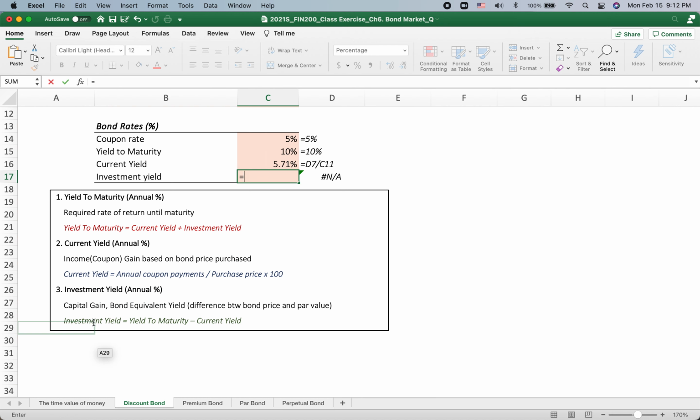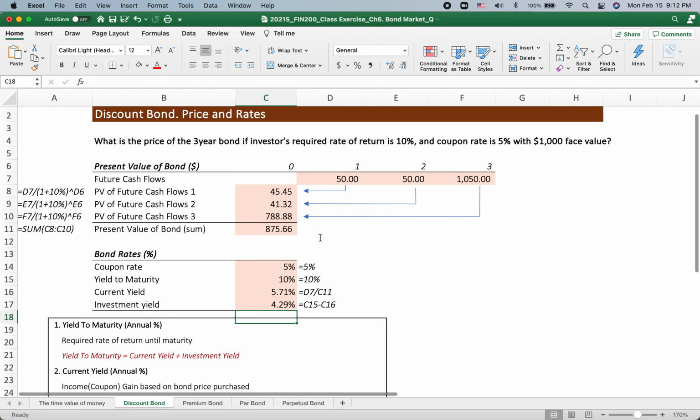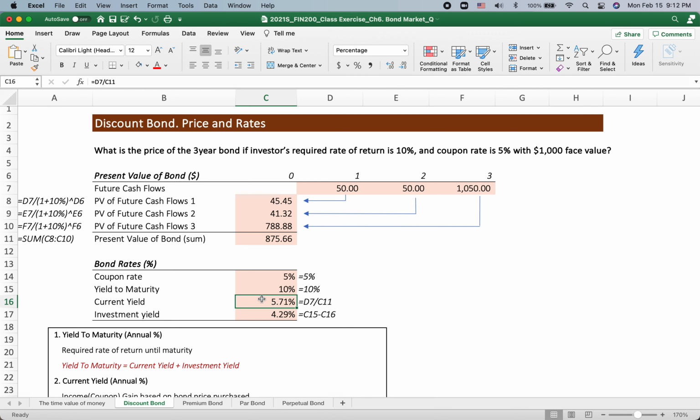Right, there we go. Investment yield is equal to the YTM that we already have, 10%, minus current yield. Why? Again, the YTM is comprised of current yield plus investment yield. So this 5.71% is current yield. And the reason why we have the annual investment yield of 4.29% is the difference between the present value of the bond and the $1,000 face value.